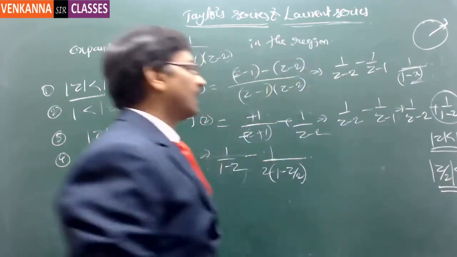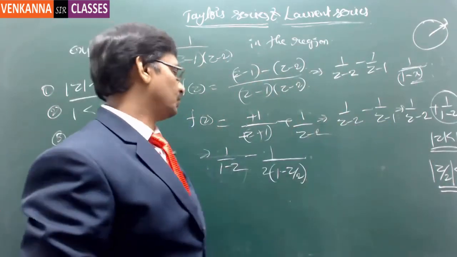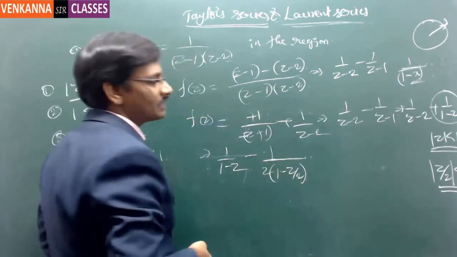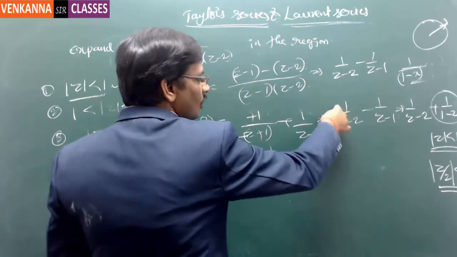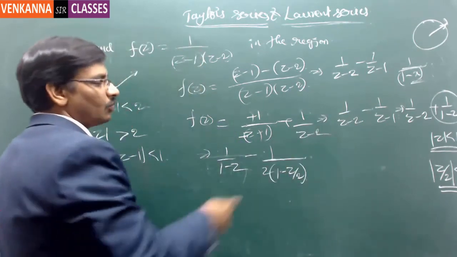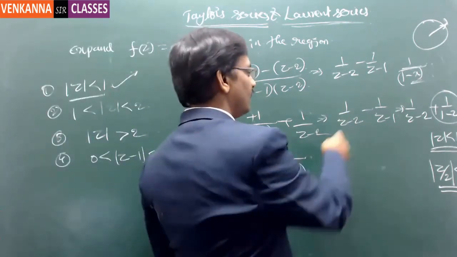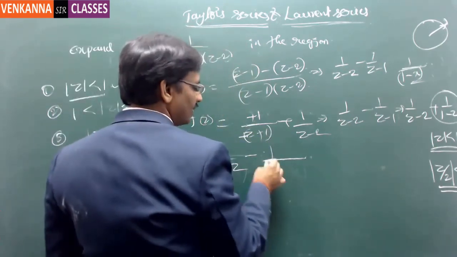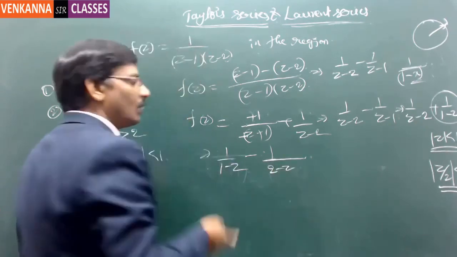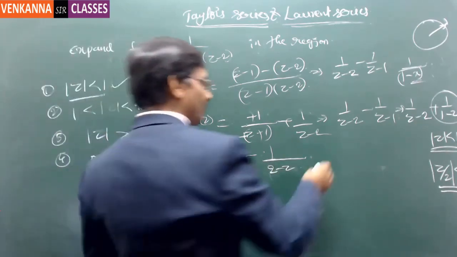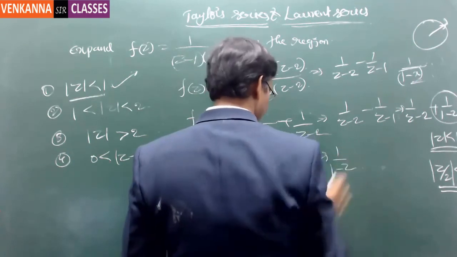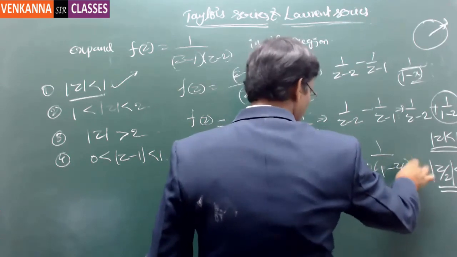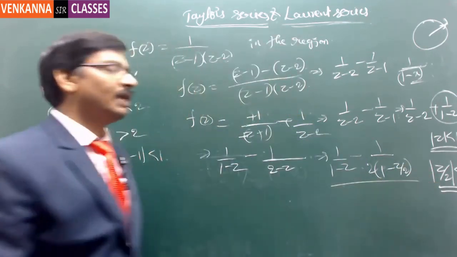Then the second part is 1 by z minus 2. If I write it in the standard format of 1 by 1 minus x, then this is 1 by 2 minus z. So minus of 1 by 2 minus z, I will just write it here. Now 1 by 2 minus z, I have written in the format of 1 by 1 minus z by 2, with minus 1 by 2 into 1 minus z by 2. This is how I have written. I have taken 2 outside.